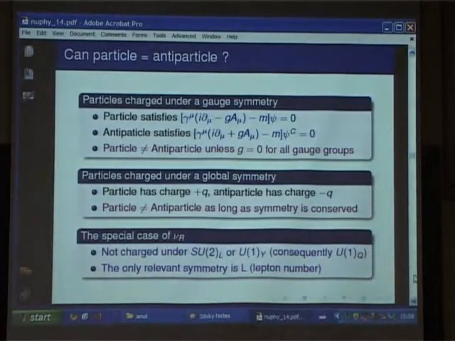Mu R happens to be a special particle because it is not charged under a gauge symmetry, which was very important. It's the only particle that we have like that. And if lepton number is not conserved, then even the second property doesn't apply. If lepton number is conserved, nothing can happen, but if it is not conserved, then this can happen. So if lepton number is not conserved, then my mu R can be its own antiparticle.